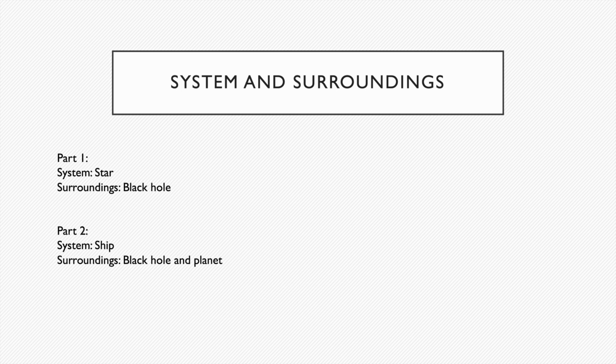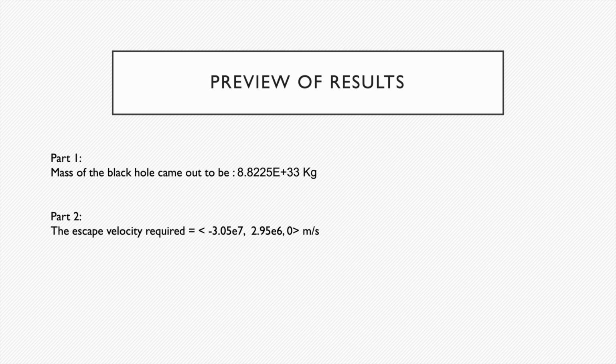So the system for part 1 is the star, and the surrounding is the black hole. And for part 2, the system is the ship, and the surroundings are the black hole and the planet. So the preview of the results. From my experiment for part 1, I found the mass of the black hole to be 8.82 × 10^33 kilograms. And for part 2, the escape velocity came out to be this.